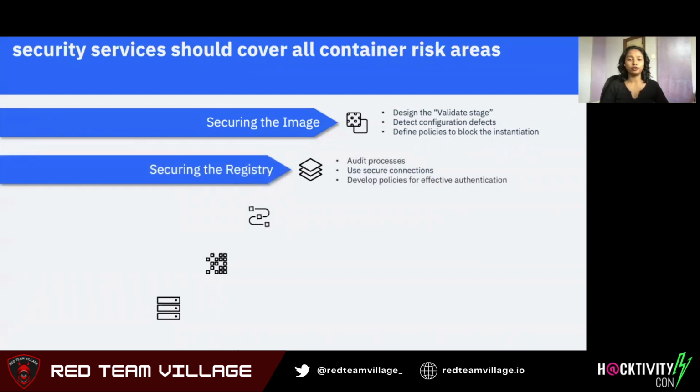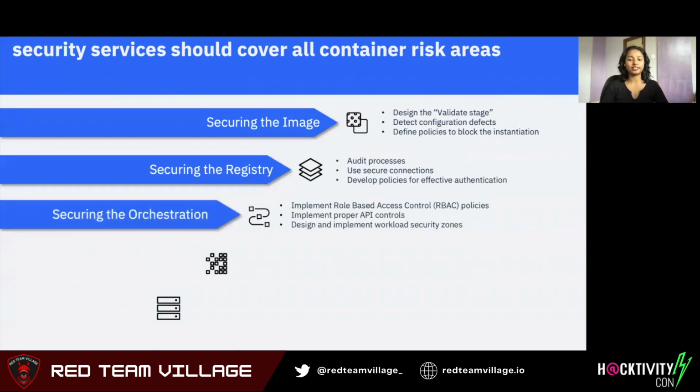Then you have to secure the registry. When accessing a poorly configured registry, the access should happen through encrypted and authenticated connections. Also, the registry should undergo continuous monitoring to ensure all the stale images that offer scope for vulnerabilities are cleared. We should ensure the audit processes, implementation of secure connections, and develop policies for effective authentication. And then you have orchestration.